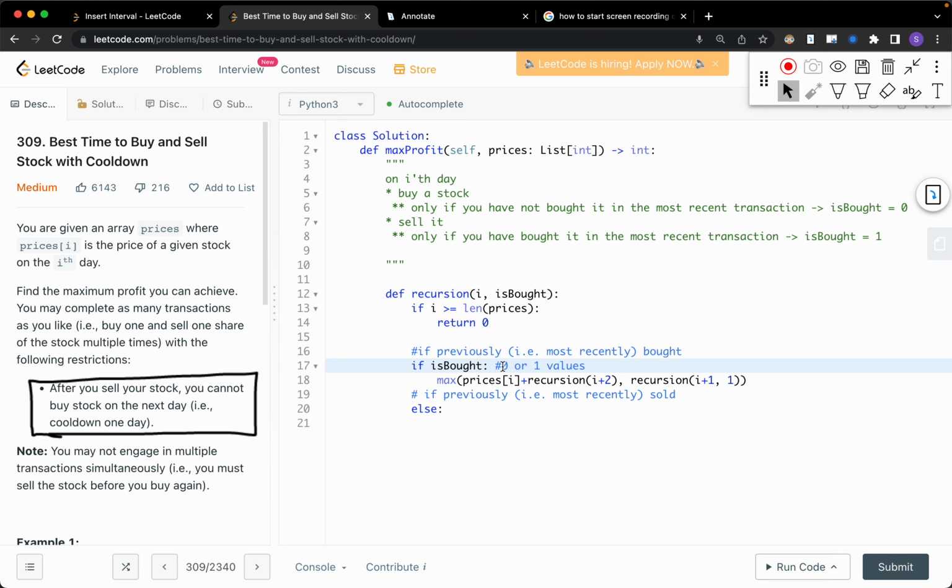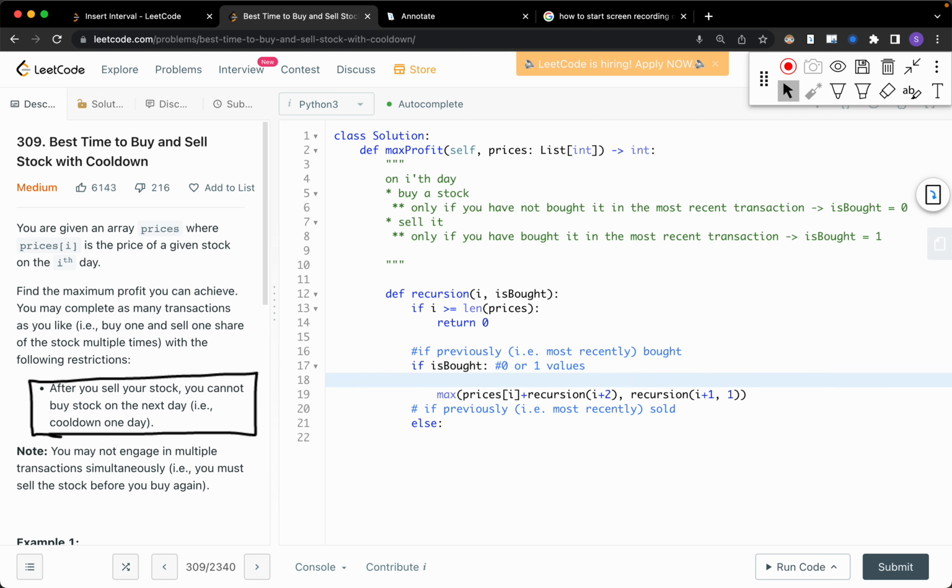If it is 0, that means we have not recently bought it. That means we have sold it as our recent transaction. So now we have to buy it. If my isbot is equal to 1, that means we have recently bought it, now we have to sell it. So this would be my maximum of sell now or ignore now condition.